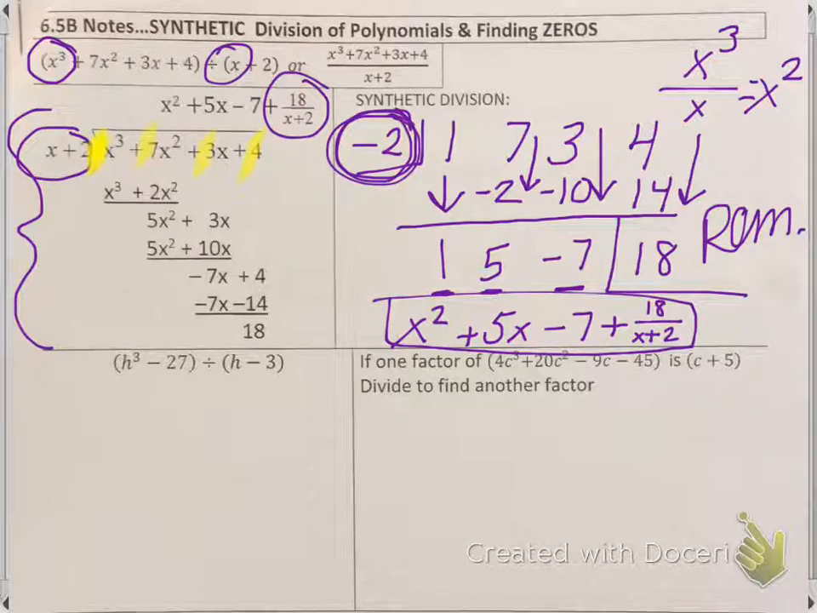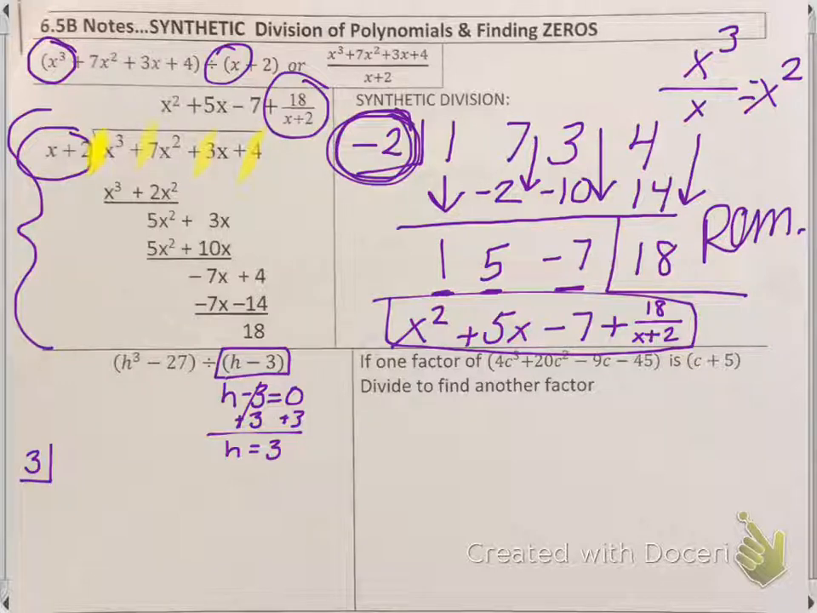Let's try another one. Okay, h to the third minus 27 divided by h minus 3. I think we did this one yesterday also. So here's where I'm going to get my box number from. If I set h minus 3 equal to 0, I would add 3, and you don't need to show your work for this part if you know that your answer is just going to be 3. It's actually always just going to be the opposite of whatever that is. If that's a negative 3, 3 is your box number. If that's a positive 3, negative 3 would be your box number. Okay, so my box number is positive 3.